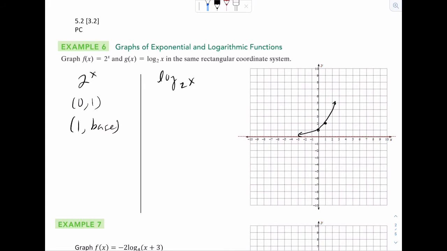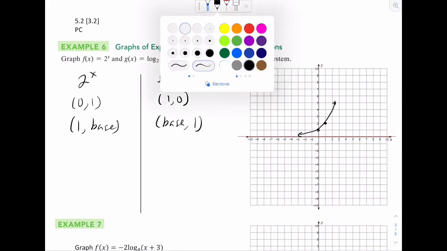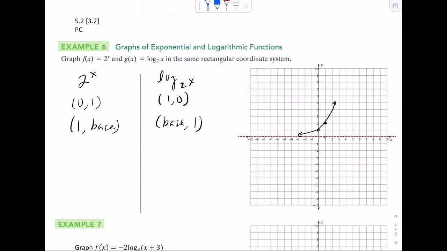And then log base 2 of x. The 2 points I want you to remember for this are going to be 1 comma 0 and base comma 1. So I'll do this in blue. So 1 comma 0 is right here, and then base comma 1 is 2, 1. And then this is actually going to have a vertical asymptote right at 0. And the graph is pretty interesting. It's going to look like this.